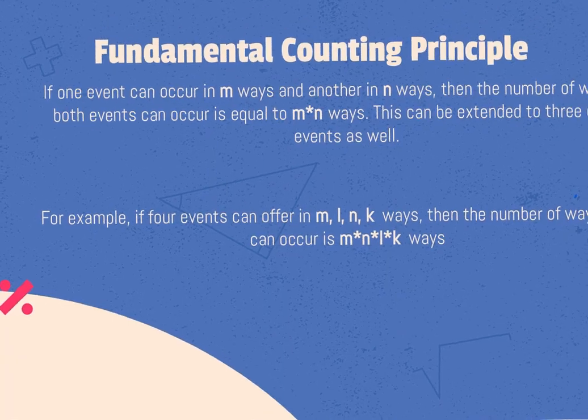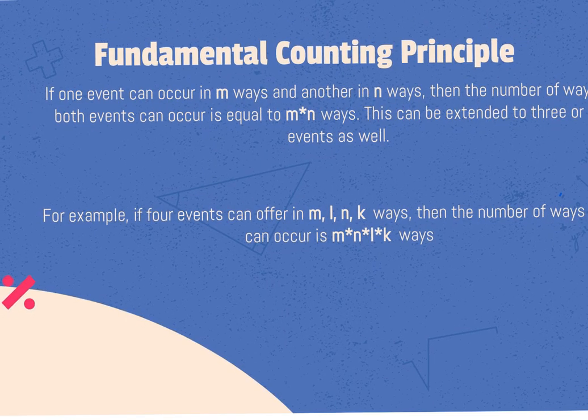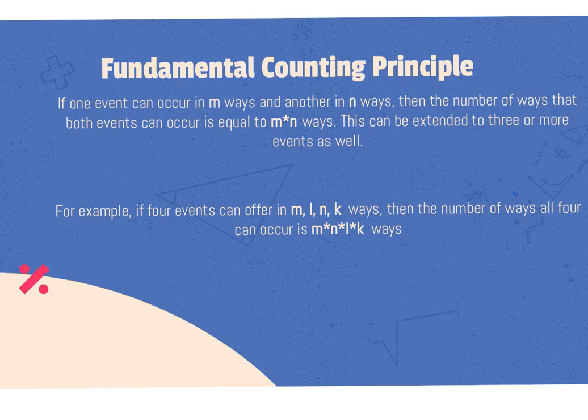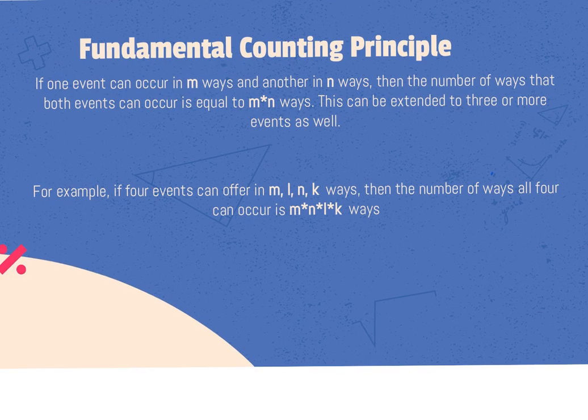So the fundamental counting principle, we said this a couple slides ago: there's m ways to do one thing and n ways to do another thing, then all possible outcomes is going to be m times n. So if I have 4 events occurring, then the possible number of ways that something can happen is going to be the product, the multiplication of all 4 of those.